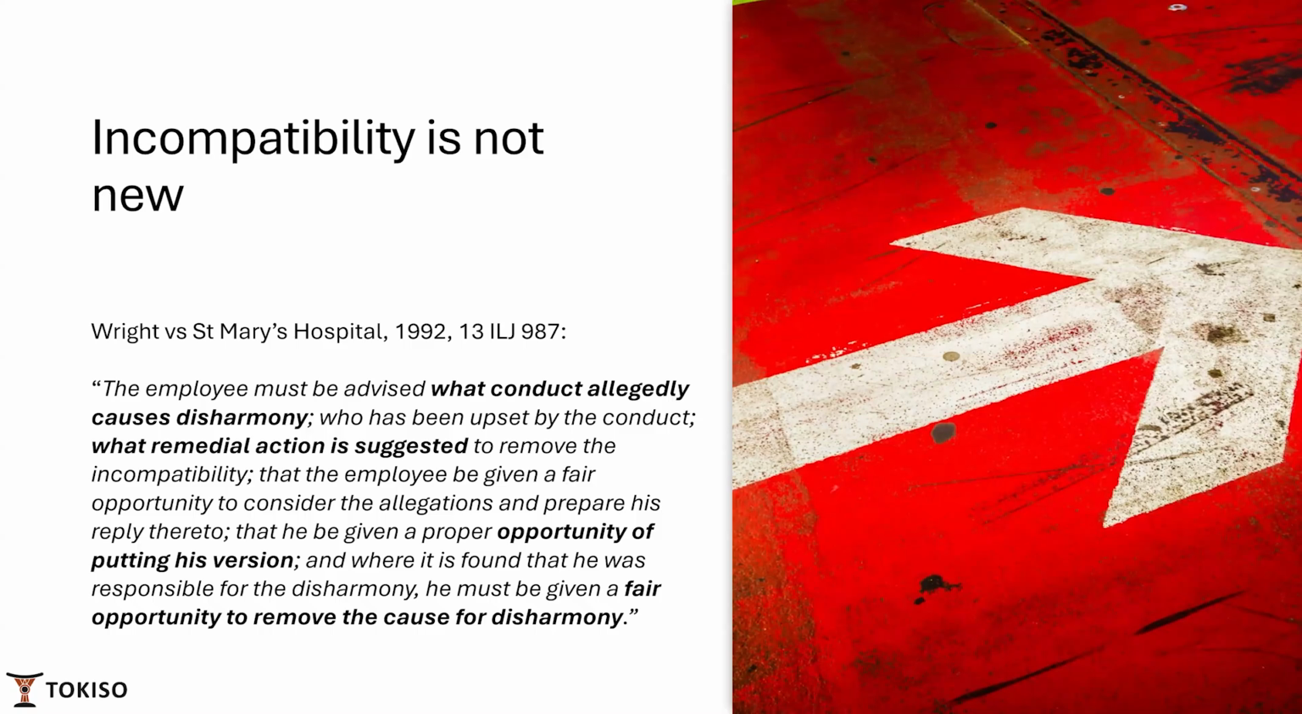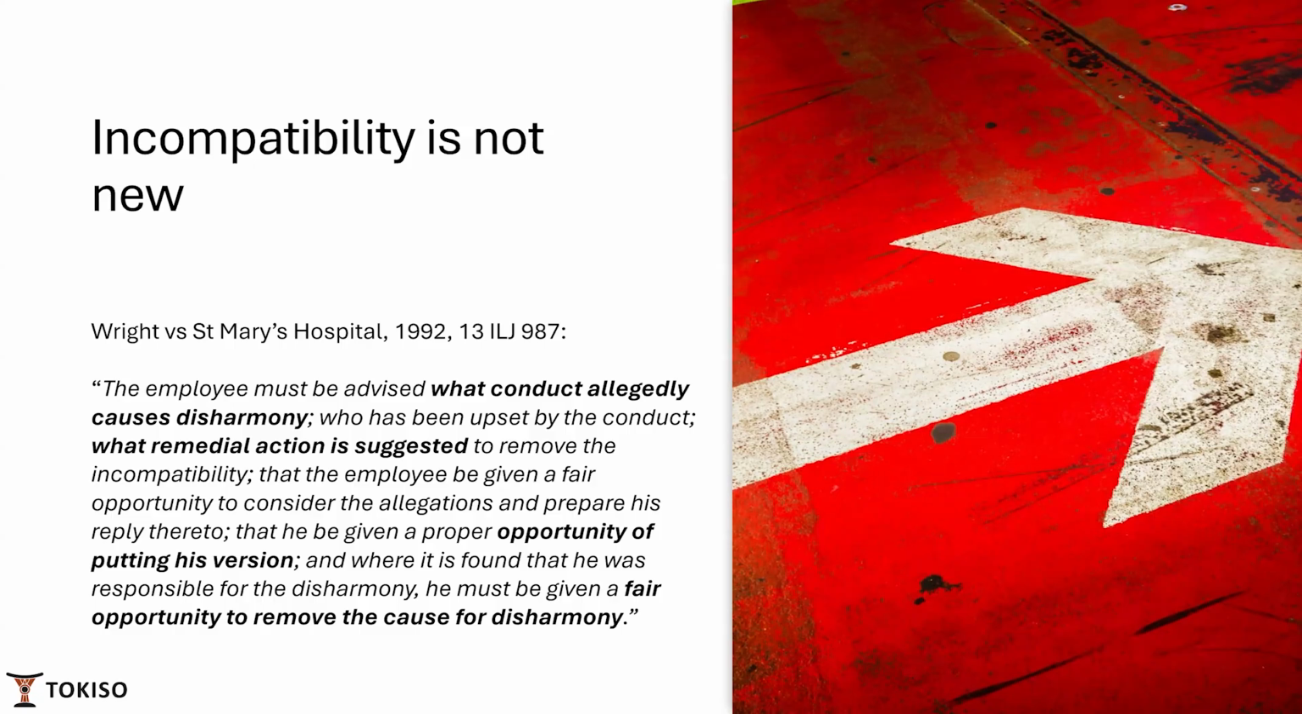Right early on, as far back as 1992, and this has been reflected in future cases. But the key takeaway here is that there must be an irretrievable breakdown in the relationship. And this needs to be proven with facts and evidence, not just because I think there's incompatibility or the employee doesn't fit. You need to have hard evidence to support those allegations.